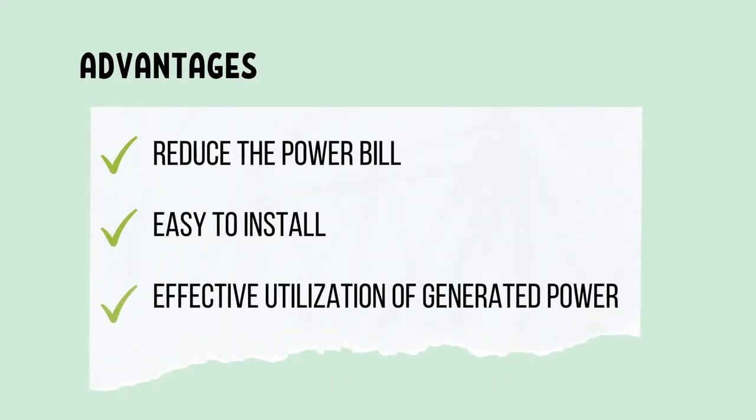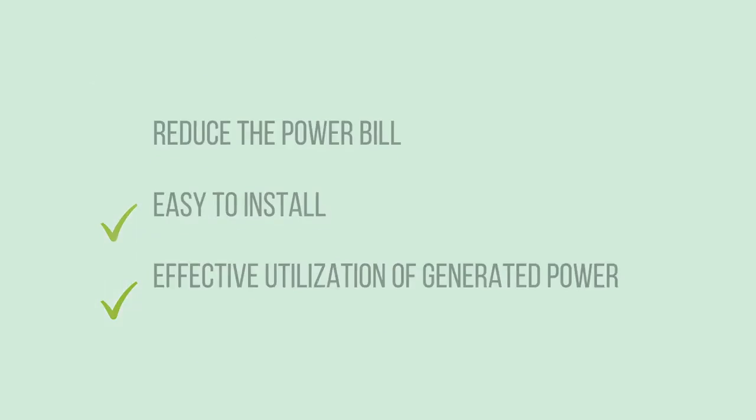The advantage of using a grid-connected PV system is that it will reduce the power bills, as it is possible to sell surplus electricity produced to the local electricity supplier. Besides, it is also easy to install as they do not require a battery system. It is also effective utilization of generated power because there are no storage losses involved.